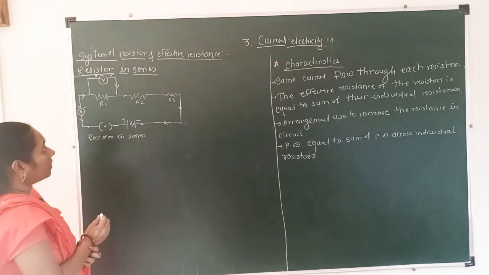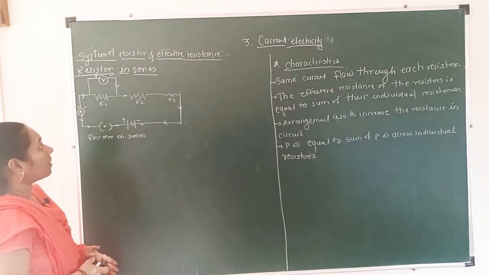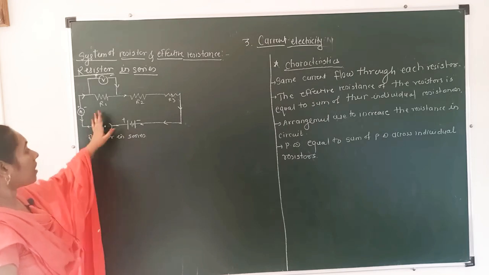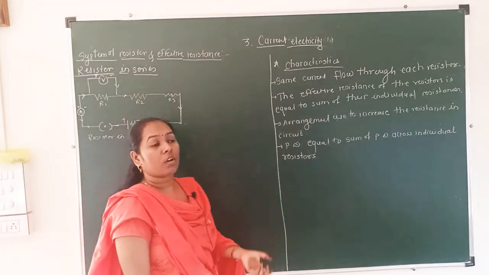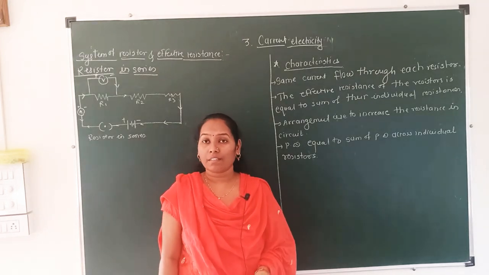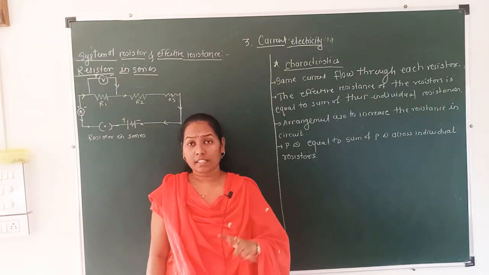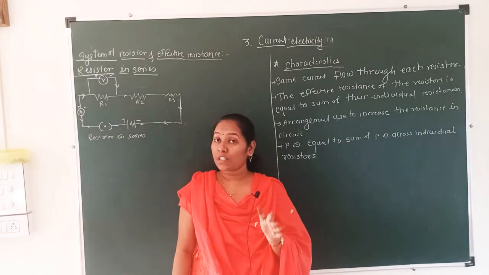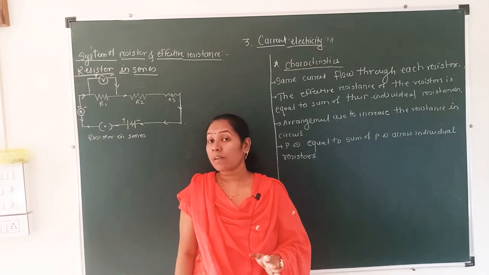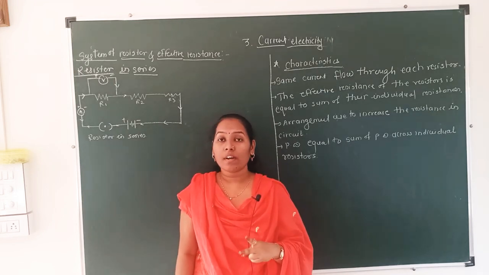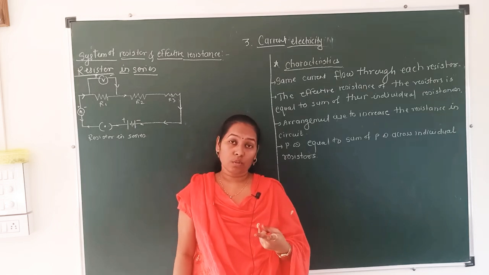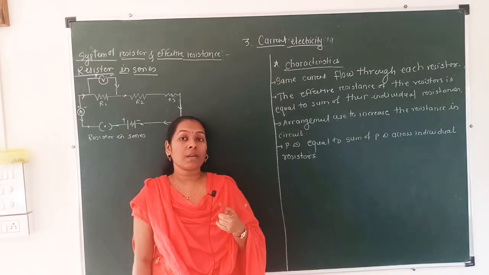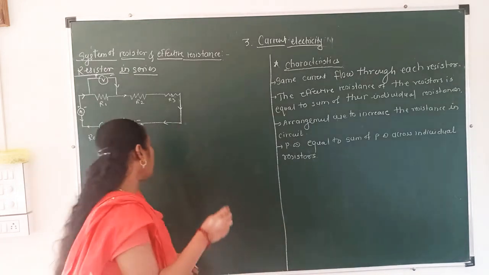What is the meaning of resistors in series? One thing is very important to remember: when resistors are connected in series, the current is always constant and the potential difference always changes. I have told you two points here. The first is that the current is constant and the potential difference changes.